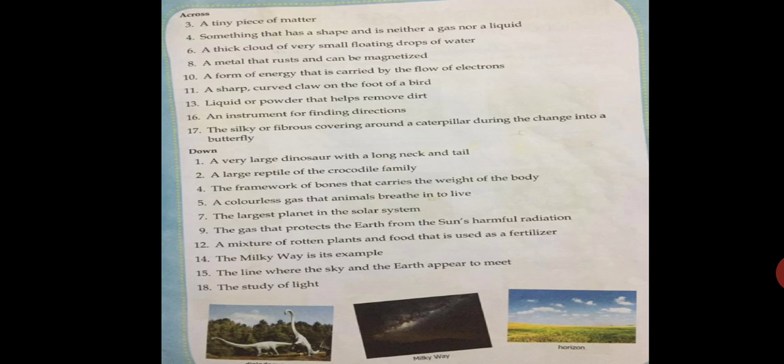Number 10, horizontal. A form of energy that is carried by the flow of electrons. What is this? This is electricity. Electricity is actually a form of energy that is carried by the flow of electrons.